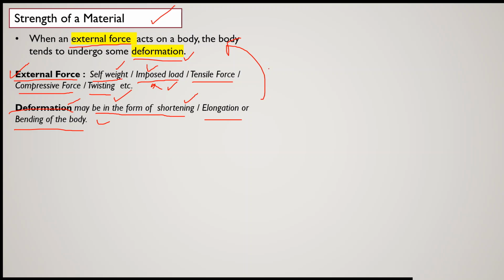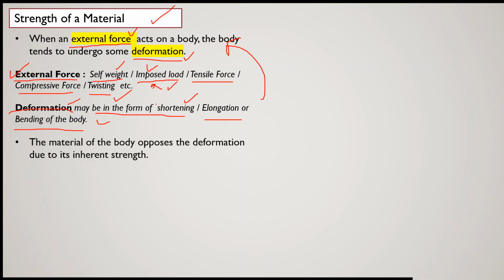External forces are the cause of deformation. So it is very much clear from these three paragraphs that when some external force is acting on a body, it can cause deformation. Now, what type of deformation, we are going to explain later. That means the material of the body opposes the deformation due to inherent strength.